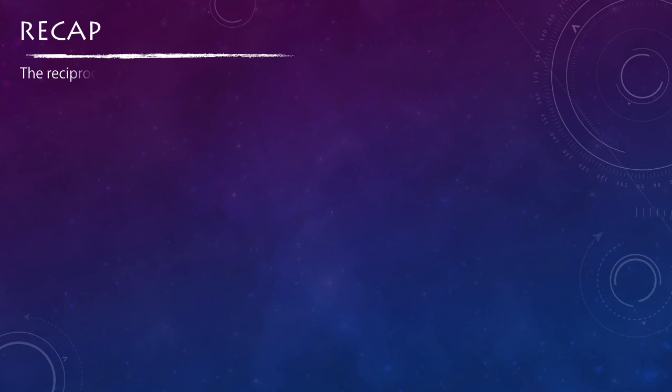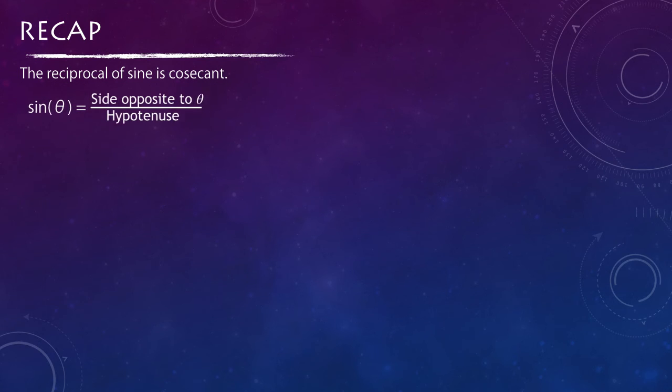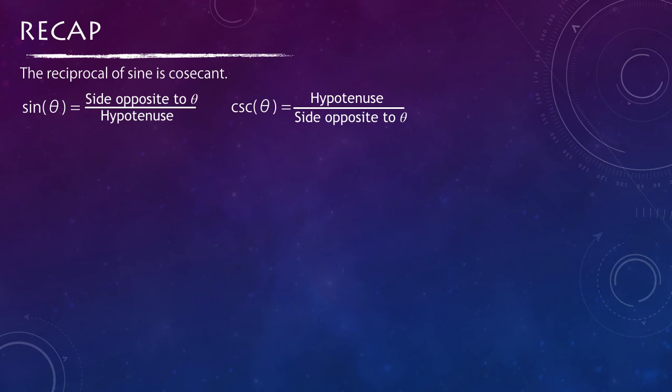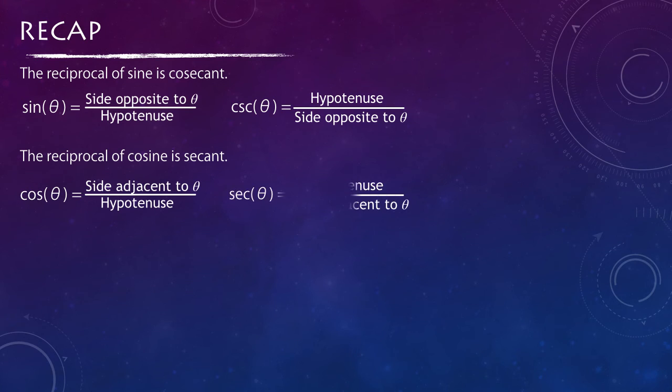So just a quick recap. The reciprocal of sine is cosecant, and we see that sine is opposite over hypotenuse, and cosecant is hypotenuse over opposite. The reciprocal of cosine is secant. Cosine is adjacent over hypotenuse, and secant is hypotenuse over adjacent.